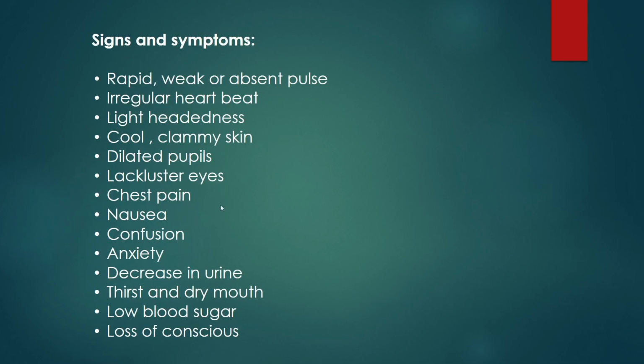Signs and symptoms of shock. What are the clinical manifestations we can observe in the patient who is suffering with shock? Rapid, weak or absent pulse, irregular heartbeat, lightheadedness, cool and clammy skin, dilated pupils, lackluster eyes, chest pain, nausea, confusion, anxiety, decrease in urine formation, thirst and dry mouth, low blood sugar, and loss of consciousness. Due to the continuous decreased blood supply to the body organs, all these clinical manifestations will appear in the patient. By observing them, we can easily identify that the patient is suffering with shock symptoms.